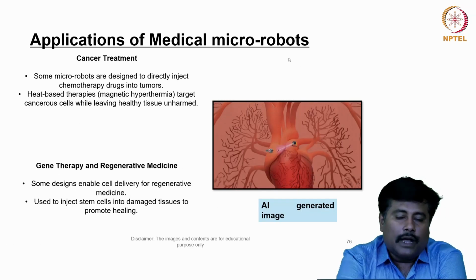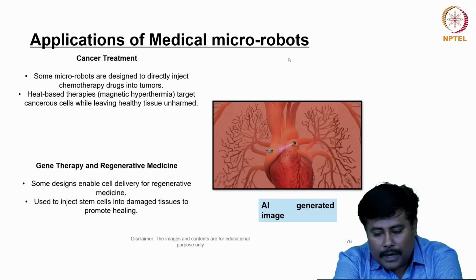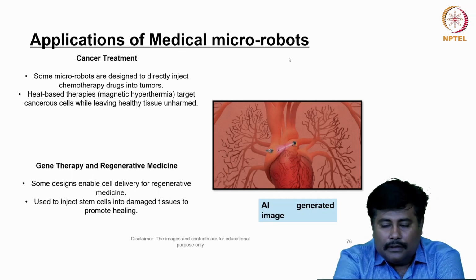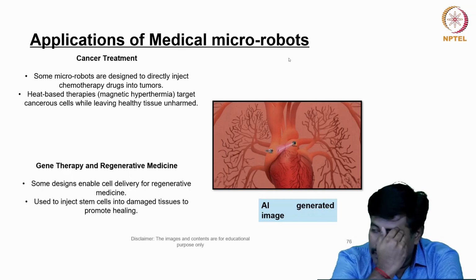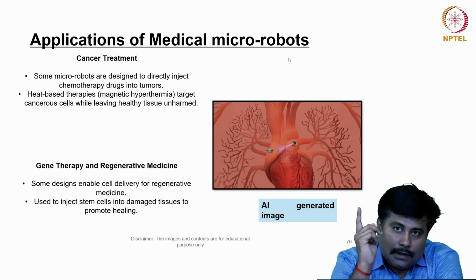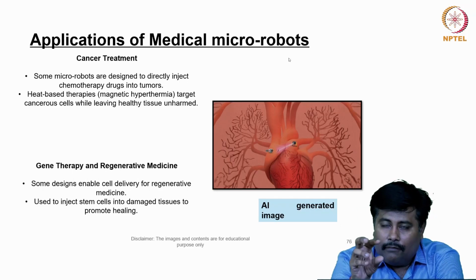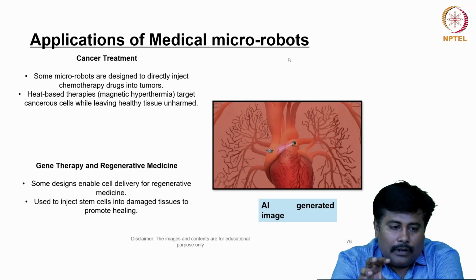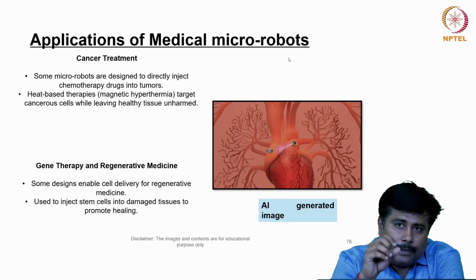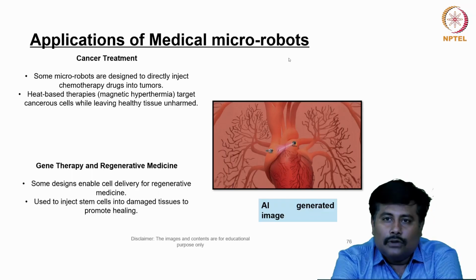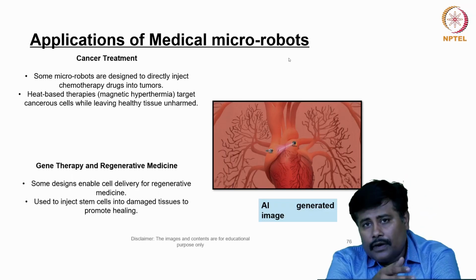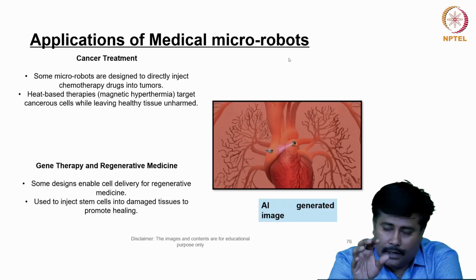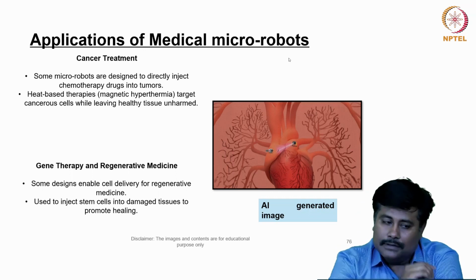Now, when we discuss cancer treatment, some micro robots are designed to directly inject chemotherapy drugs into tumors. Like the algae based micro robot which we discussed in the earlier module, we had an algae surrounded by the targeted drug so that it can reach a particular portion and then be used for dispersing the chemotherapy drug into the tumor. So there are different models and different technologies which have been established with these micro robotic structures so that they can cater to targeted drug delivery based systems.